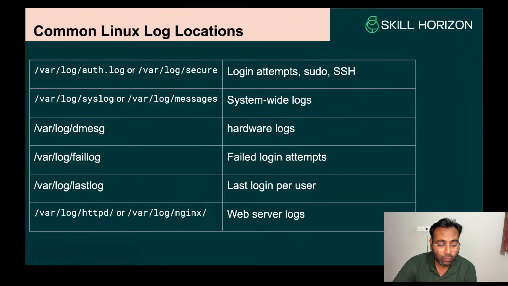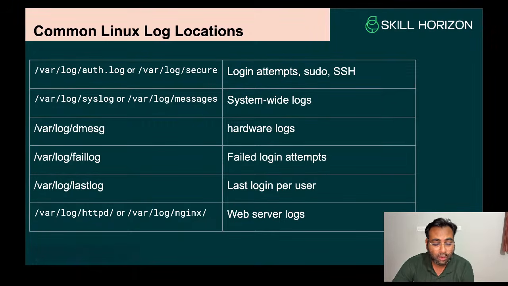Okay, so for login attempts, if you want to see the login attempt based logs, sudo permission based logs, or SSH, then you have to check this particular file, which is /var/log/auth.log or /var/log/secure. If you want to see the system wide logs, then the location will be /var/log/syslog or /var/log/messages. If you want to see hardware logs, then /var/log/dmesg.